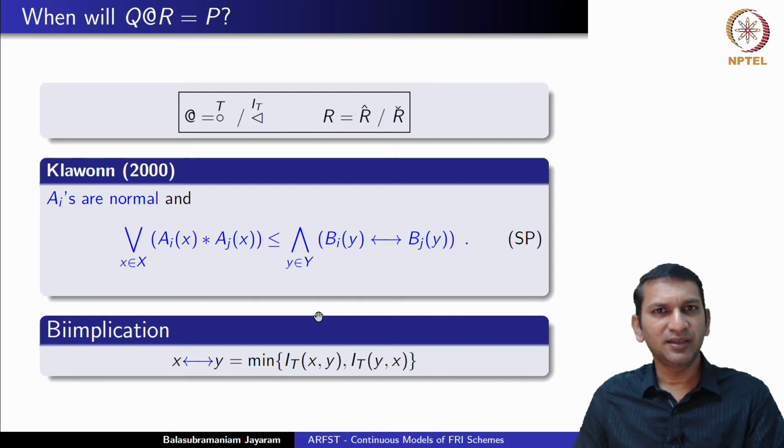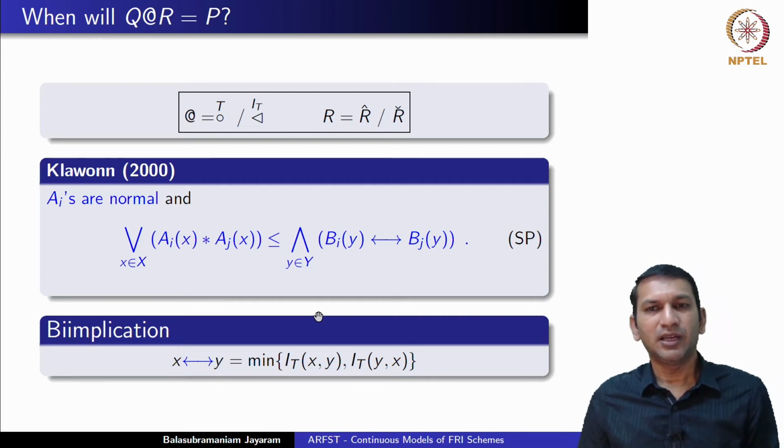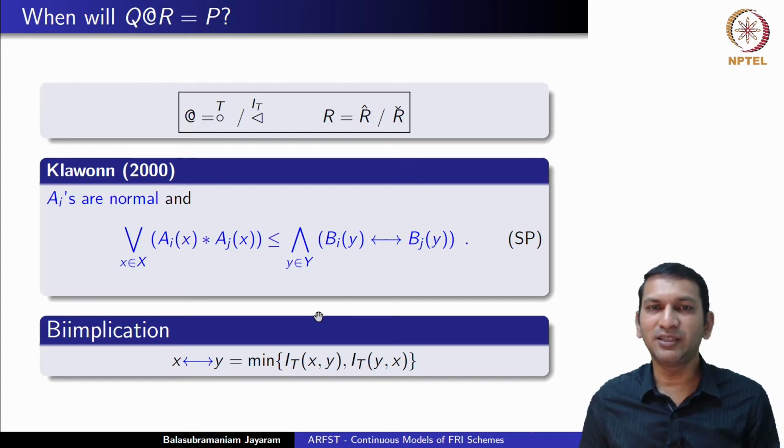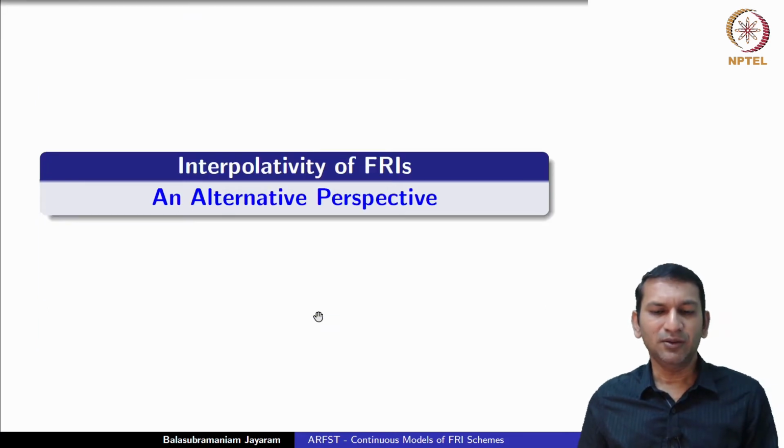So we see here that the interpolativity of an FRI scheme can be thought of even beyond the relation R cap or R check, purely in terms of the antecedents and the consequence. So this gives us an avenue to think differently, and let's see how to look at interpolativity of an FRI from a different perspective.